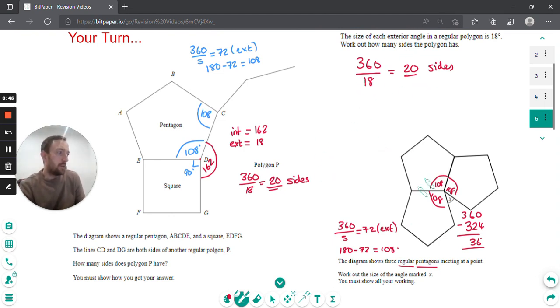This one down here, again, we've got some polygons, but we've got pentagons. So they're 5-sided shapes. So 360 divided by 5 is 72. But that's our exterior, our outside angle. So the inside ones are 180 take 72, just like before, which is 108. So we've got 3 of those. So 3 108s is 324. And if I take that from 360, I'm left with 36. This little angle here must be 36.